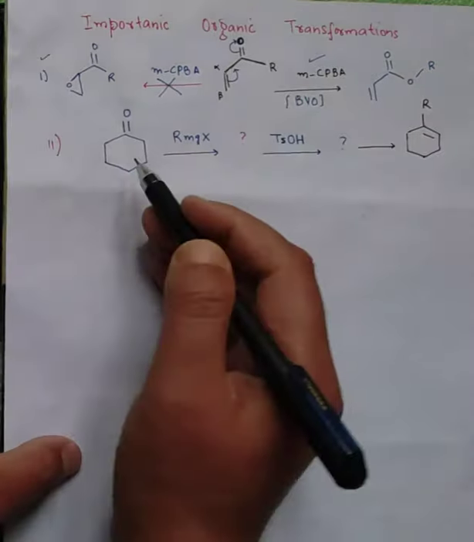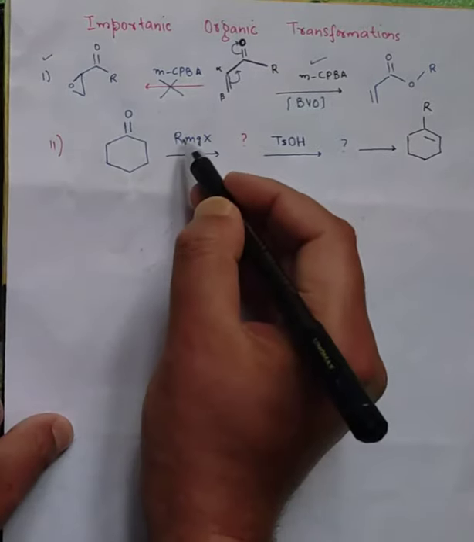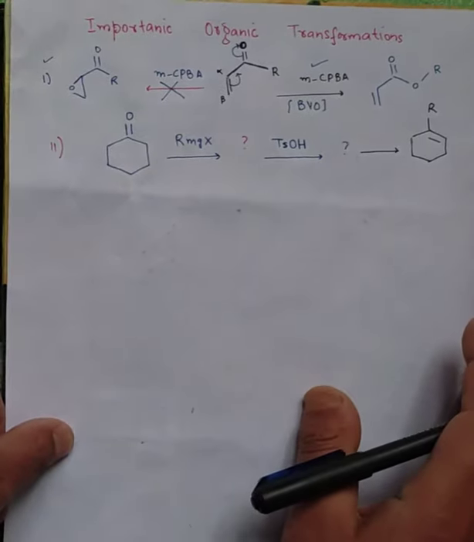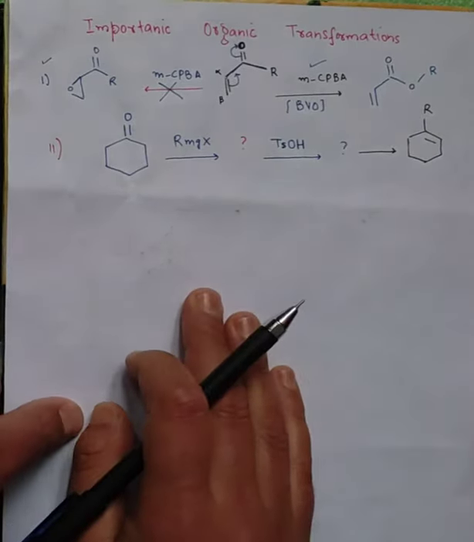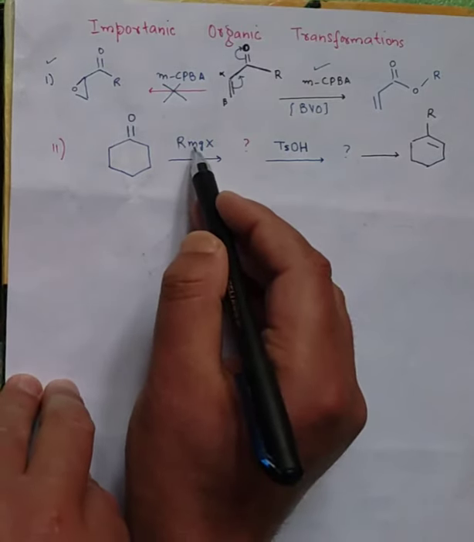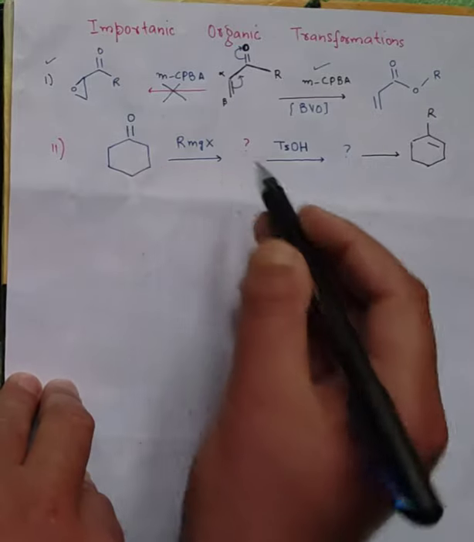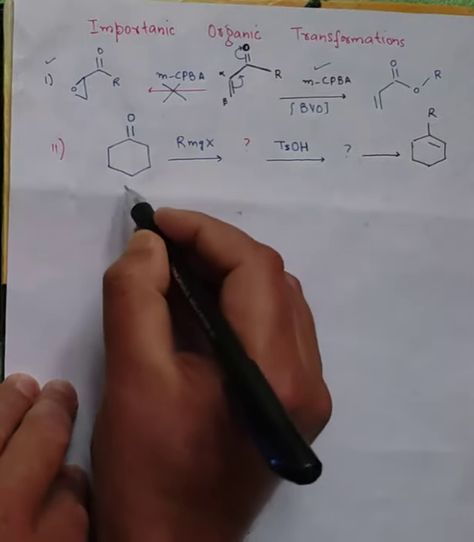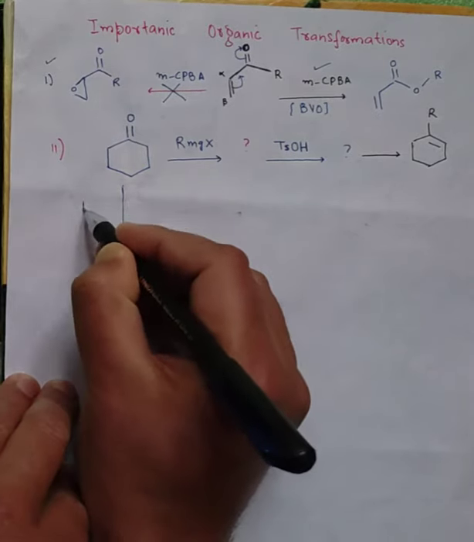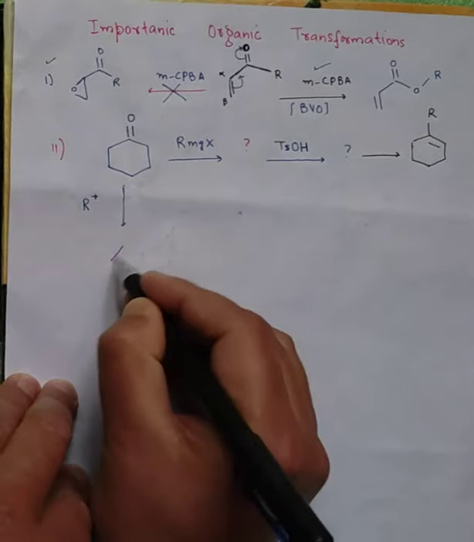So we have this cyclohexanone. Fine. So we know in RMgX, the Grignard reagent, this R is an organometallic part. So this R is negative, magnesium is plus. So the negative part will add on this carbonyl. Okay? So what will happen now? I will solve it here. So we add this with RMgX, so R will add in this form.